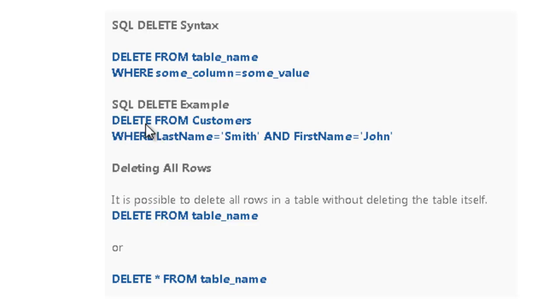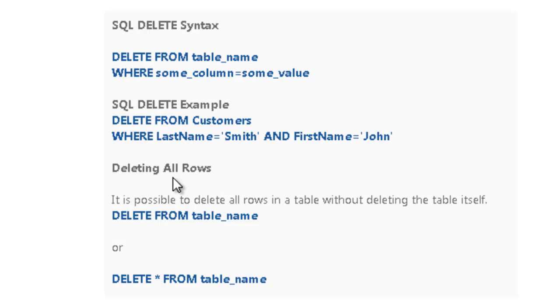In an example here, we can delete from the customers table where, and now we're going to be specifying the fields to be very specific in which rows we want to delete. So we would say delete from customers where last name equals Smith and first name equals John. What will happen with this statement is that SQL will look for the rows that match a last name Smith and a first name John.